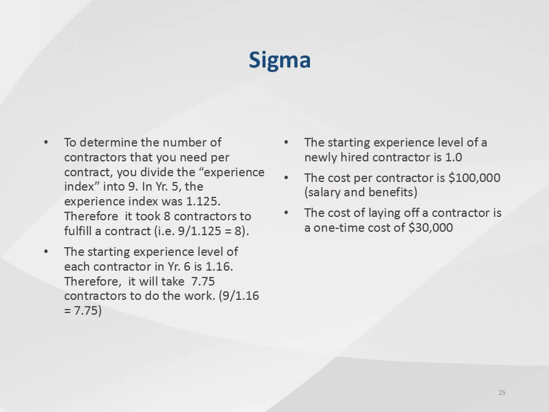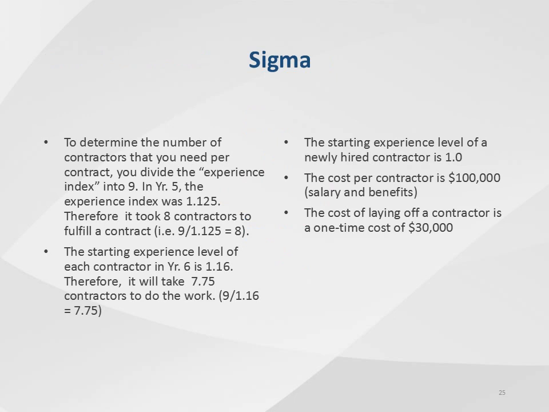The starting experience level of each contractor in year 6 is 1.16. Why did that happen? Because the contractors who are on your payroll are more experienced and you've spent some money training them. Therefore, it will take 7.75 contractors to do the work. As you can see here, as your experience level goes up, you will need fewer contractors to do the job. But be careful.